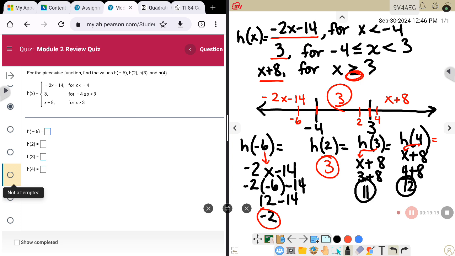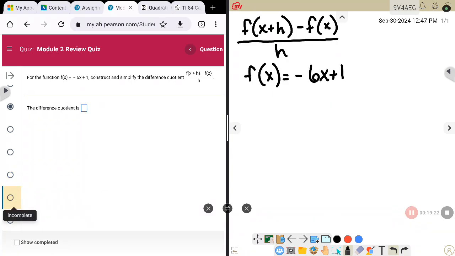All right, the last problems on the quiz are going to be working with the difference quotient, which is f of x plus h minus f of x all over h. The first function that we are going to construct and simplify the difference quotient for is f of x equals -6x plus 1. So your first step is to rewrite this function and replace that x with an x plus h. So you've got -6, replace your x with x plus h, plus 1.